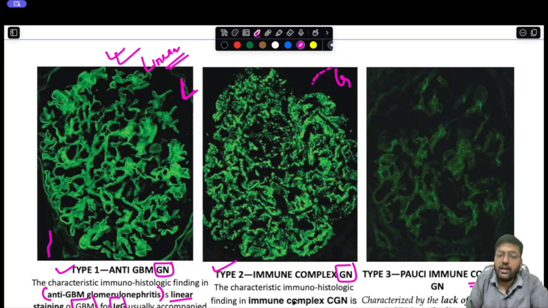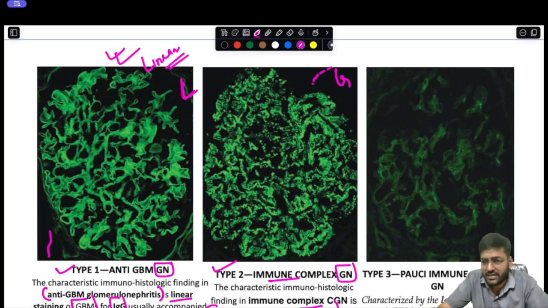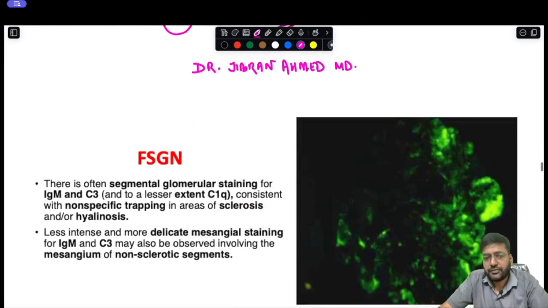In the type 2 variety of crescentic glomerulonephritis, it is immune mediated, and wherever you see immune complex mediated disease, you will find granular deposits. So the characteristic immunohistologic finding in immune complex crescentic glomerulonephritis is granular staining of the glomeruli for immunoglobulin or complement. Whereas in the pauci-immune variety, the deposits are very light, close to negative, characterized by lack of detectable anti-GBM antibodies or immune complexes by immunofluorescence. This is the pauci-immune variety of crescentic glomerulonephritis.